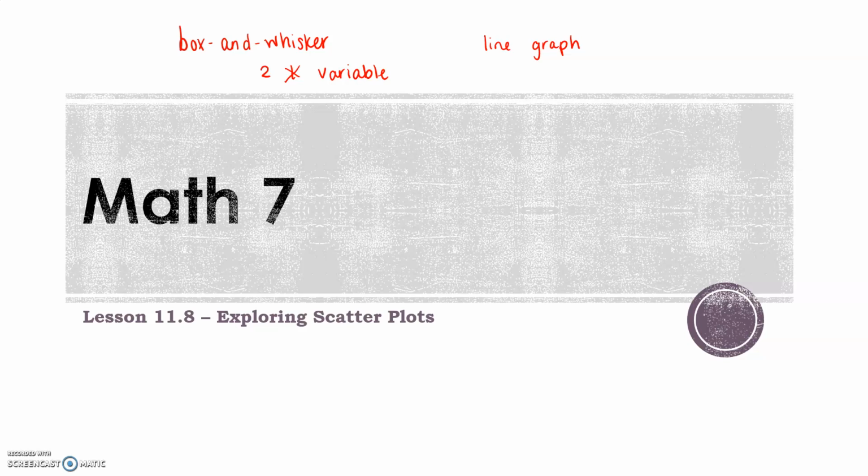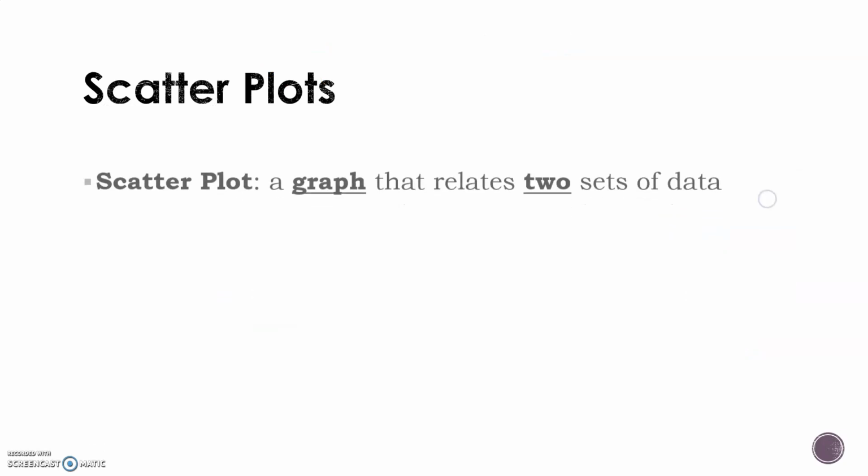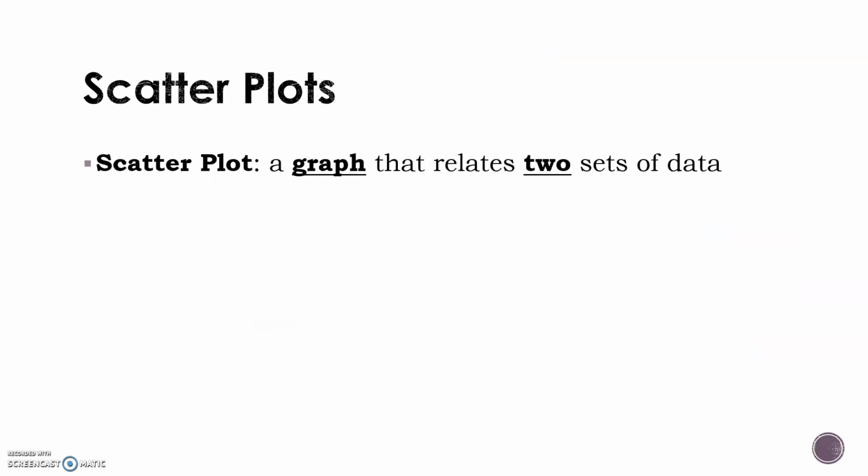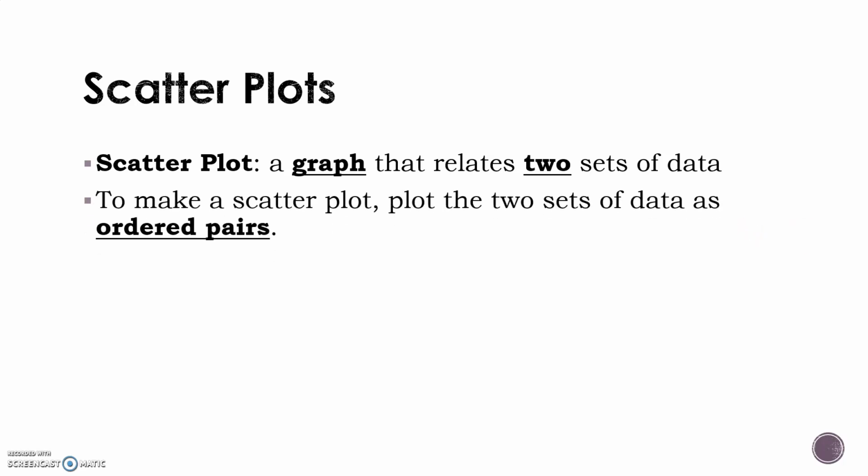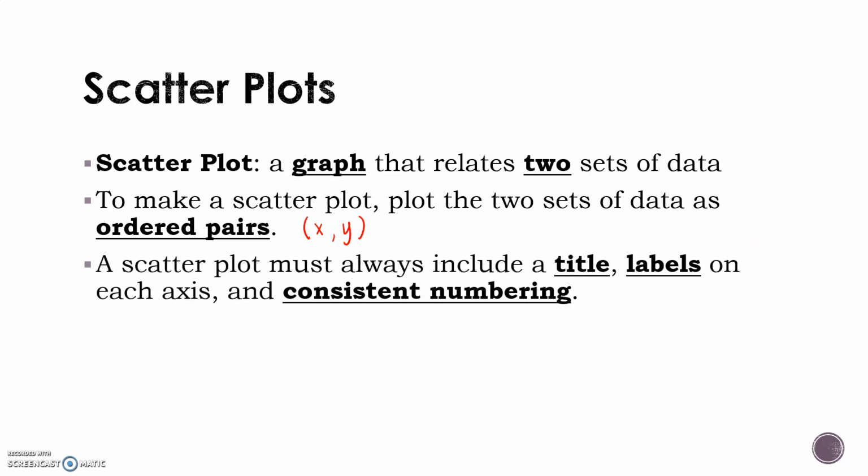And we're going to look at how to compare two variables. One of the best ways to do that is through a scatter plot. A scatter plot is a graph that relates two sets of data instead of the one we've been doing up till now. To make a scatter plot, we're going to plot the two sets of data as ordered pairs. We're going to write them in this form where, remember, we have X and Y, and we're going to plot them on a graph. A scatter plot must always include a title, so this is the first thing that we put on there, labels, and consistent numbering. We'll talk about each of those as we go through.